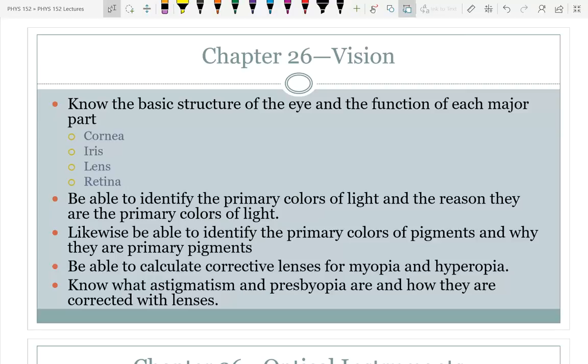Nobody's doing pinhole camera for their project, right? Nope. Okay.